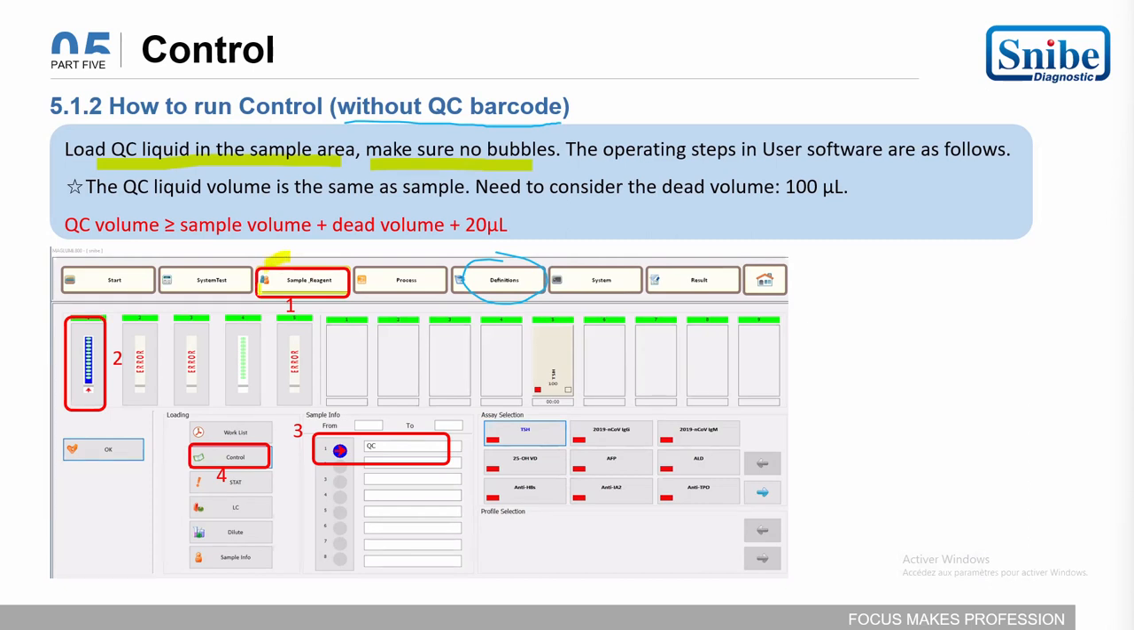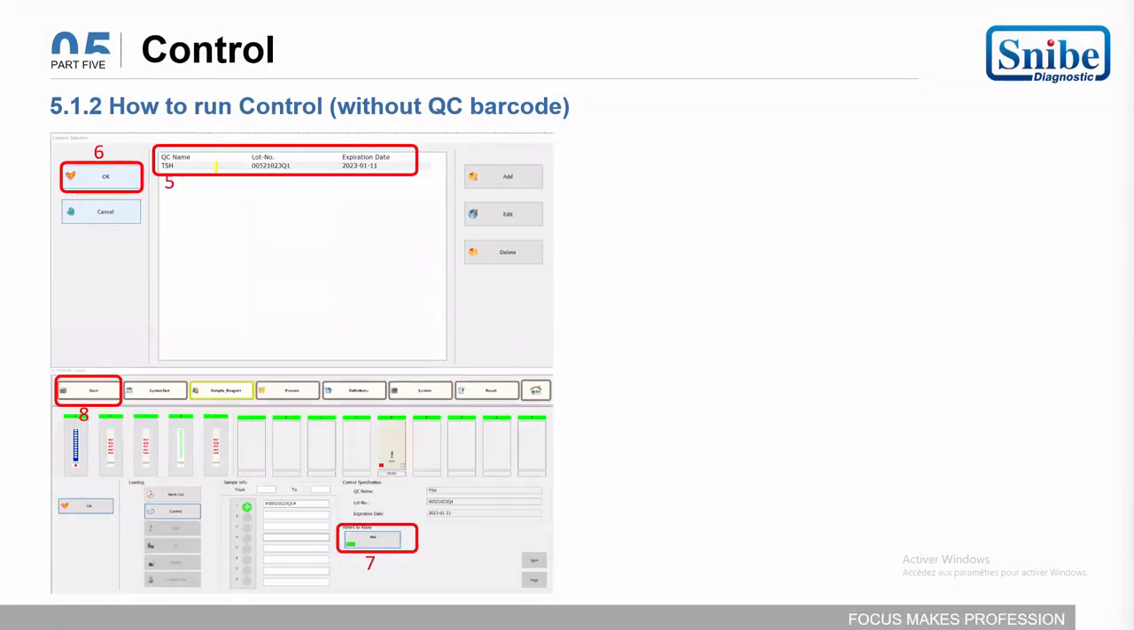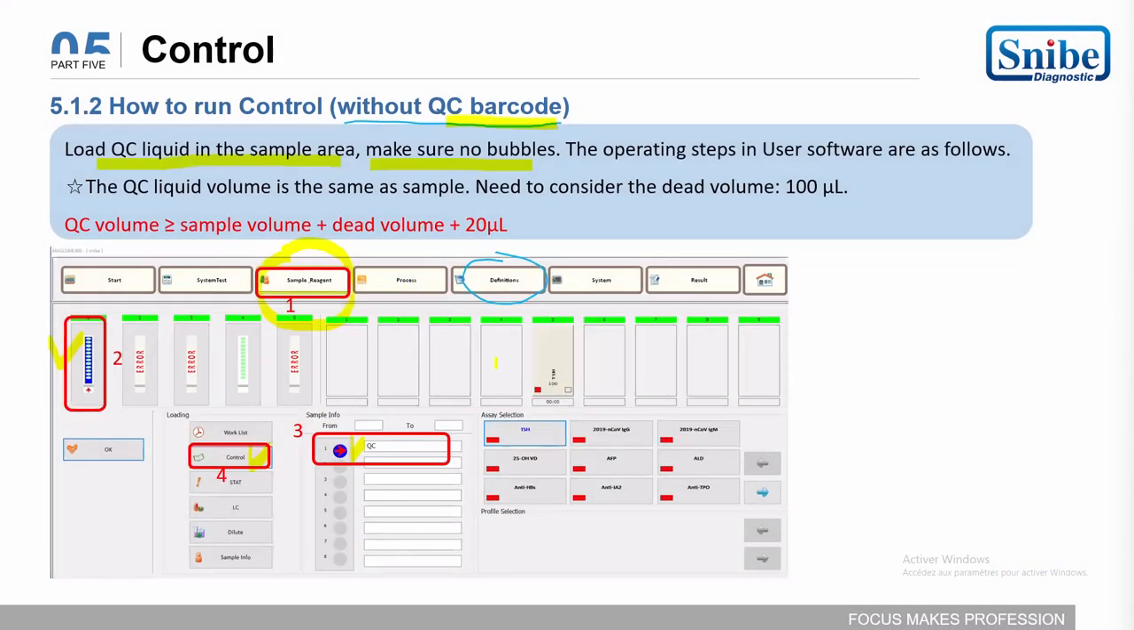Firstly, you need to click sample and reagent area. Click on the sample rack where your QC is loaded. Then click on the position on the sample rack. Then click quality control to indicate that it's quality control, because you don't have the barcode label, so it will not be recognized automatically as a quality control. So you need to click quality control and then select which quality control, because you have added the quality control in definition. Maybe you have two different quality controls for this parameter, for TSH, for example.